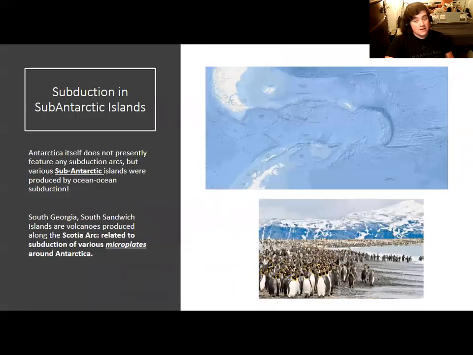And we have this in the Subantarctic Islands. We don't have any subduction arcs in Antarctica itself, but the Subantarctic Islands were produced at convergent plate boundaries between the Antarctic plate and the various microplates like the Scotia and the Sandwich plate that lie between it and the South American plate. And you can actually see the trench in this diagram. This dark zone is the trench, and the islands follow along this. You have a chain of volcanic islands being produced behind the trench.